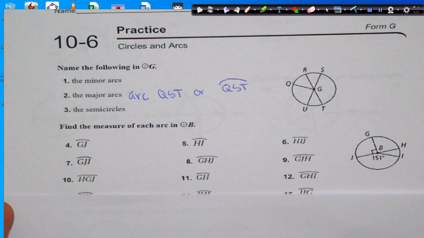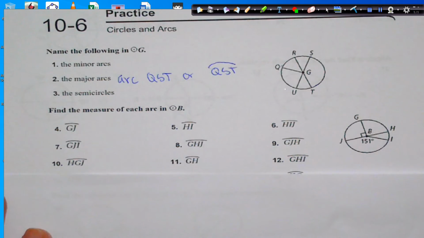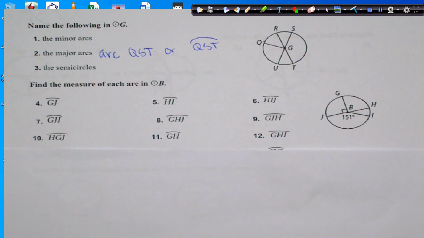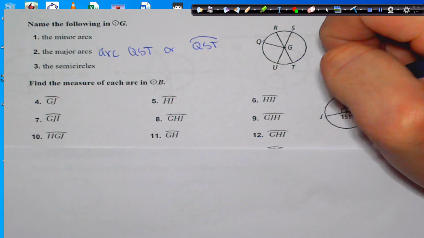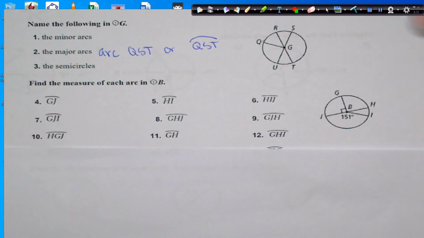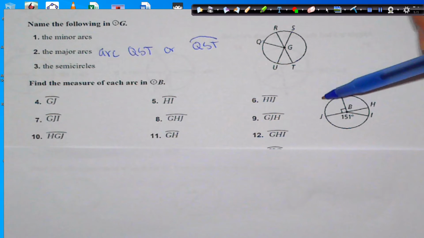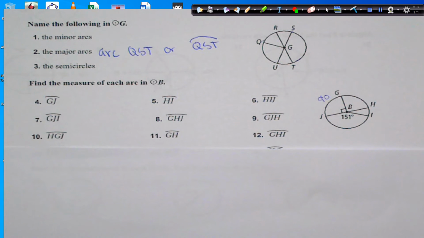Okay, measure. So when we're finding the measure, we have a couple tricks up our sleeves. First trick is whatever the central angle is going to be the outside angle, and then we also have diameters which break up the triangle to 180. So GJ here has a central angle of 90, so that means this is 90 right here. So we have 90 degrees.